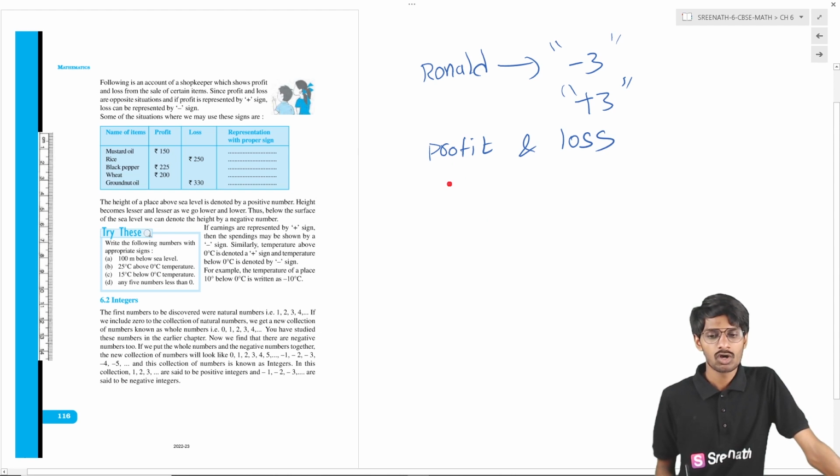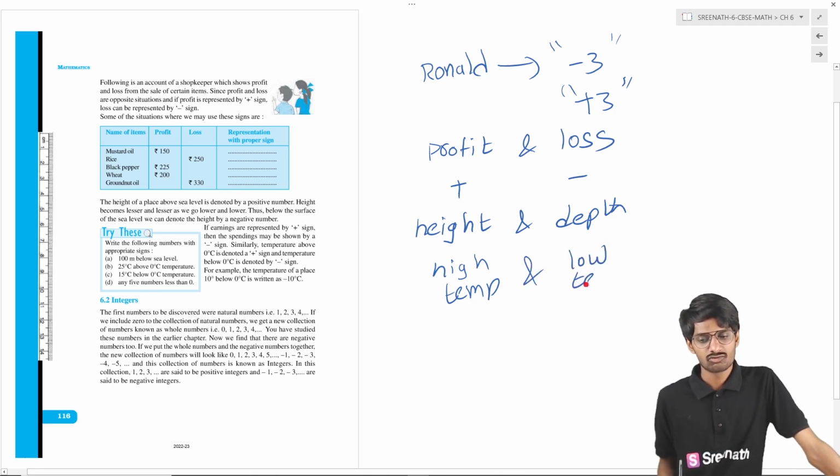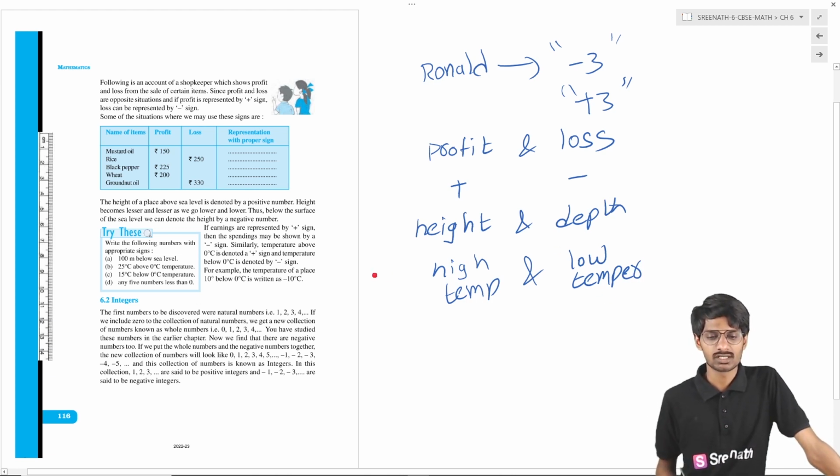So if you represent the profit by a positive number, then we have to represent the loss by a negative symbol, minus symbol. Okay, students. So if you want to represent the height with a positive symbol, then you have to represent the depth with a negative symbol. Okay, students. And if you want to represent the high temperature with a positive number, then you have to represent the low temperature, which means negative, below 0 degrees, with the negative symbol, students, minus symbol.